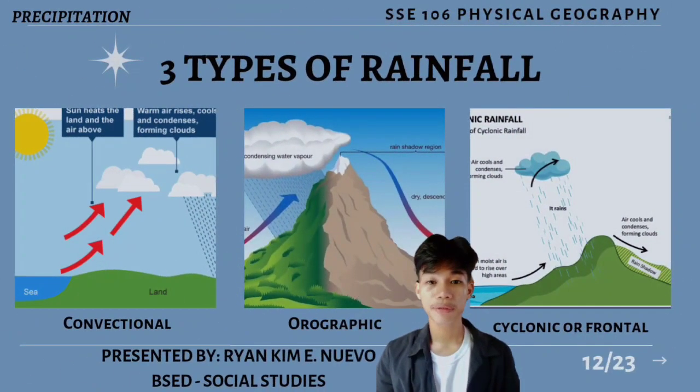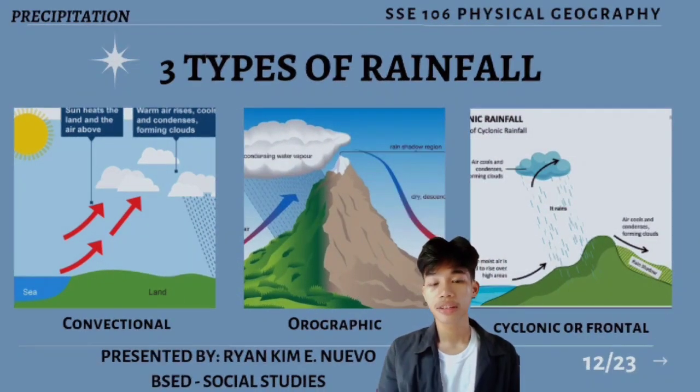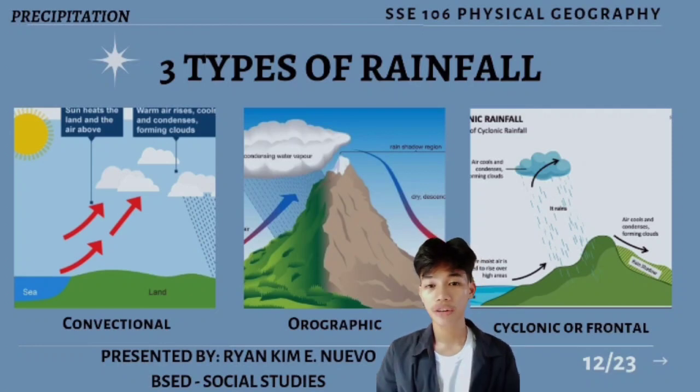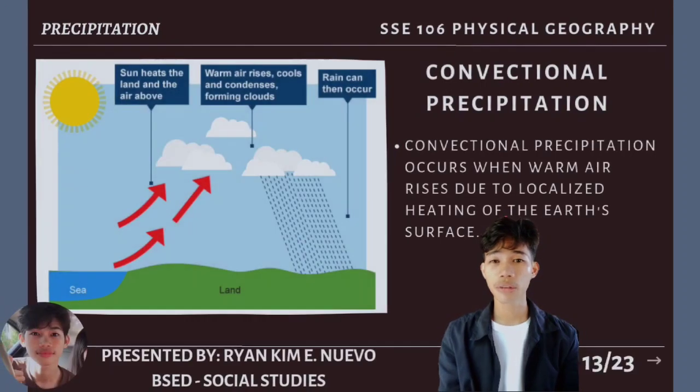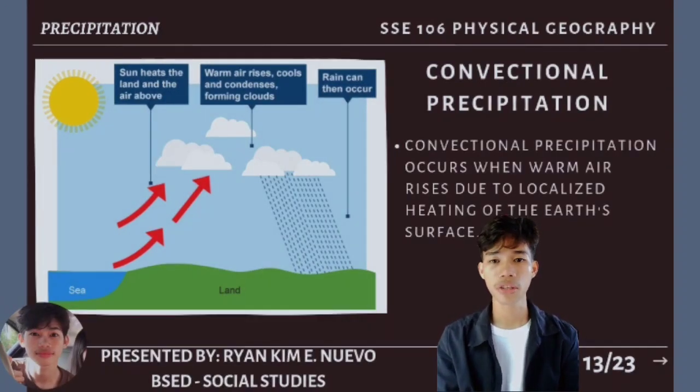So there are three types of rainfall: the convectional, the orographic, and the cyclonic or frontal precipitation. So the first one that I will discuss to you is the convectional precipitation. Convectional precipitation occurs when warm air rises due to localized heating of the Earth's surface.